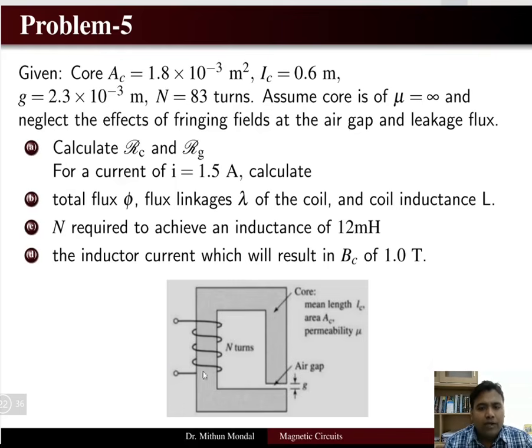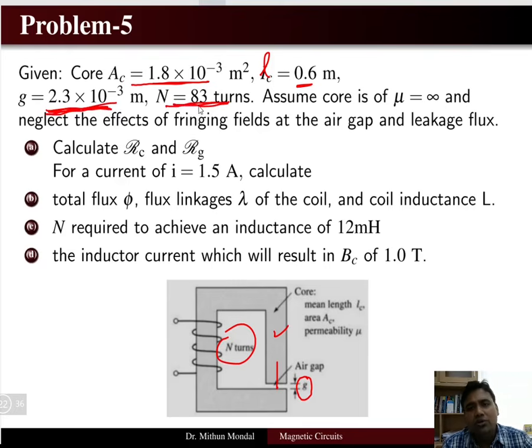In problem number 5, you have an air gap, n turns and a core. Obviously it is a series circuit. The area of the core is given as 1.8 into 10 to the power minus 3, the length of the core is 0.6 meter, the gap length of the air gap is 2.3 into 10 to the power minus 3 meter, and the number of turns is 83. These are the data given to you. Your core permeability is infinite, so there is no reluctance in the core, and you neglect the fringing effect and leakage flux. These are the basic data given to you.